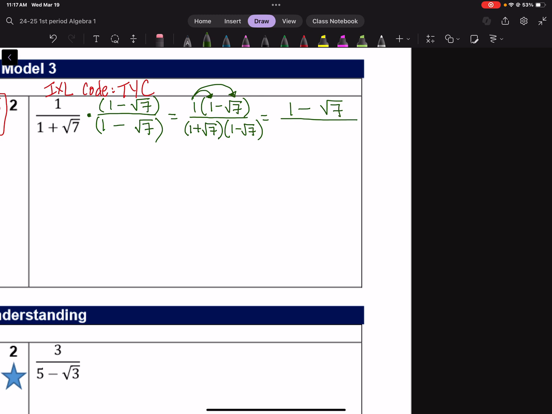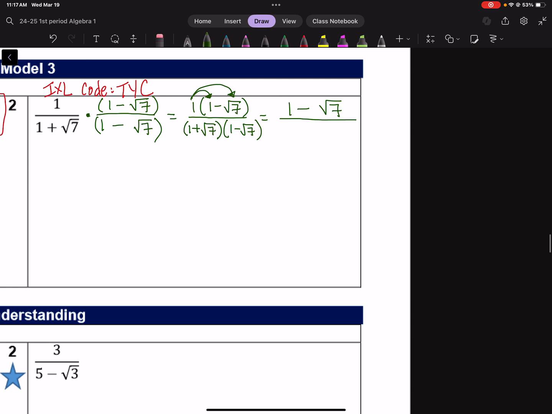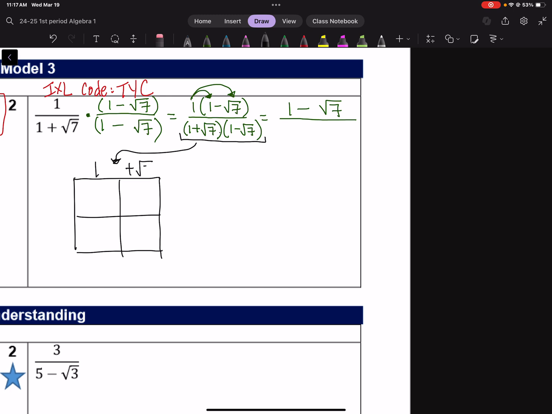Now, on the bottom part, that's the part that gets a little tricky, right? On the bottom part, I have to multiply this. Now, remember, I'm using the box to help me multiply. Here's my box. And I'm going to put each of the parentheses on the outside of the box. So I have a 1 plus square root of 7. Each one of those terms gets its own column. And then the other parentheses, 1 gets its own row, minus square root of 7 gets its own row.